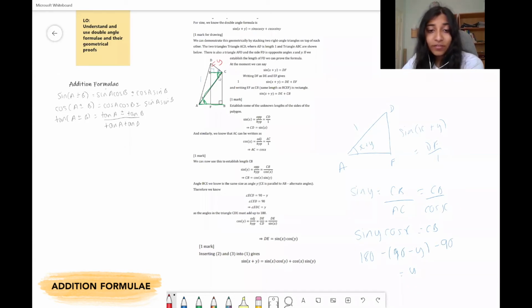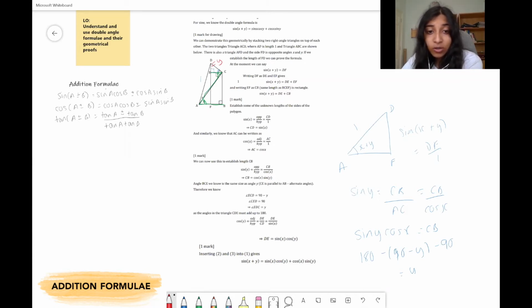So now that we've figured out what angle EDC is, we can use normal trigonometry rules again to work out what the length DE is. So remember over here, we worked out that sine x plus y is just equal to DE plus CB. So we found out what the form of CB is. So now we just want to find out what DE is.